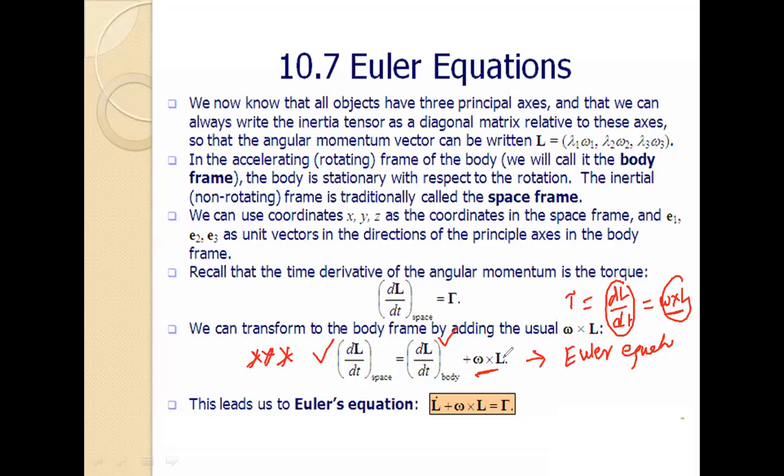So what is the Euler equation? dL by dt with respect to space is equal to dL by dt with respect to body plus omega cross L. This is also torque, this is also torque, and this is also torque. Torque with respect to space must be equal to torque with respect to body plus omega cross L. Omega is the angular velocity, L is the angular momentum. So is it clear?